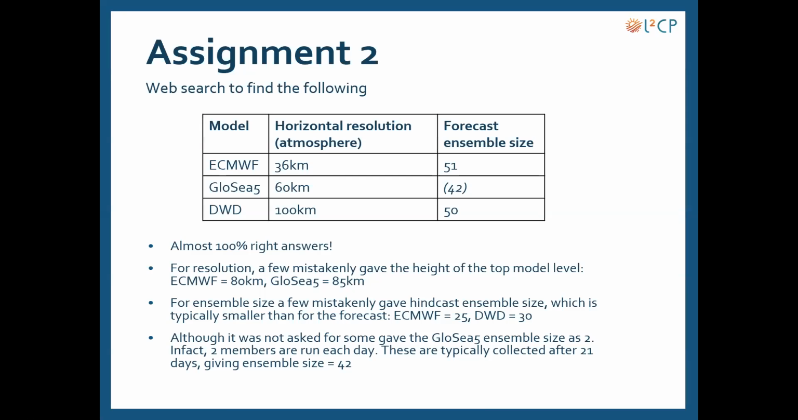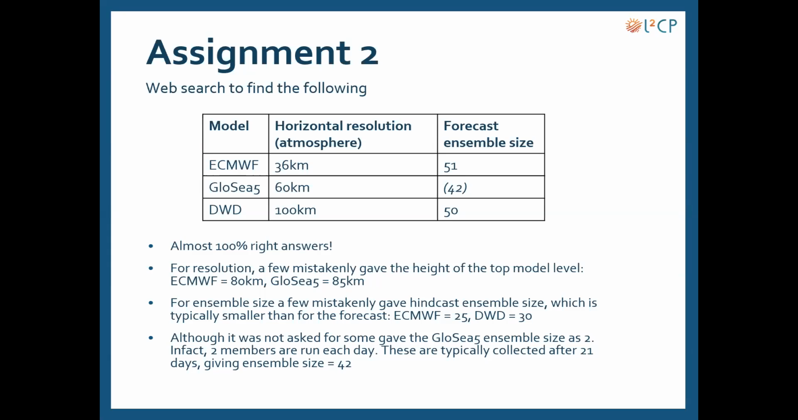Of the 1 or 2 responses that weren't quite right, I think it was just a mistaken reading. There is a column there that gives you the height of the top model level. And so some had mistakenly chosen that value, which is 80 for ECMWF, 85 for GloSea. And there again, remember that the forecast ensemble size is different from the hindcast ensemble size, and usually smaller. And 1 or 2 had mistakenly looked at the column that has the hindcast ensemble size, which is 25 for ECMWF and 30 for the German DWD.